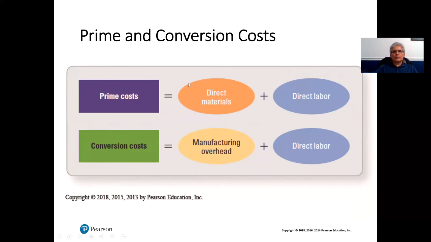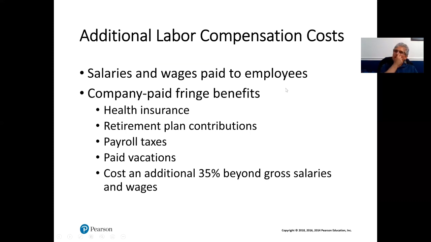A couple more terms that you need to learn because they are relevant both now and later in this course. What we call prime costs: we're simply going to take direct materials and add to that direct labor. When we add those two together, we come up with what we refer to as prime costs. Conversion costs are equal to manufacturing overhead plus direct labor. Those two added together give us the conversion costs.